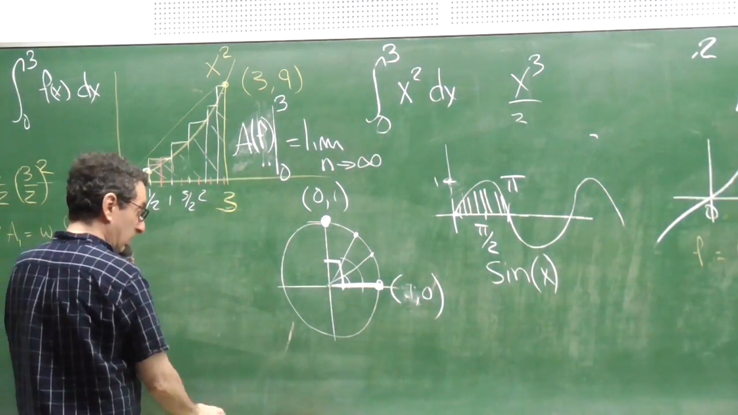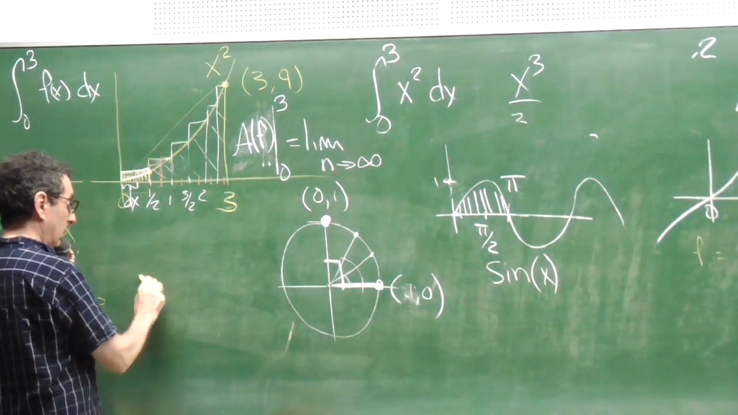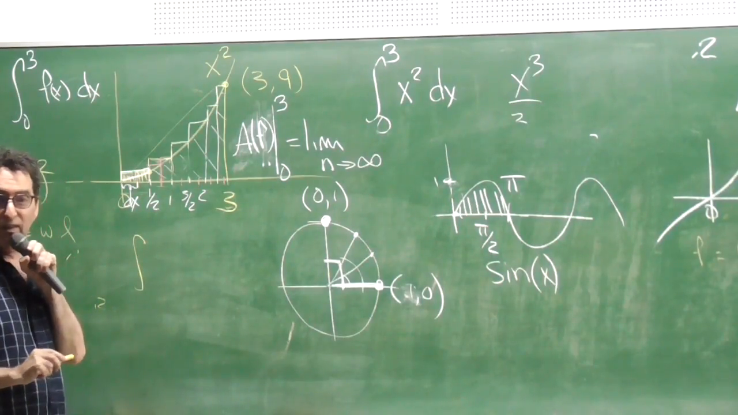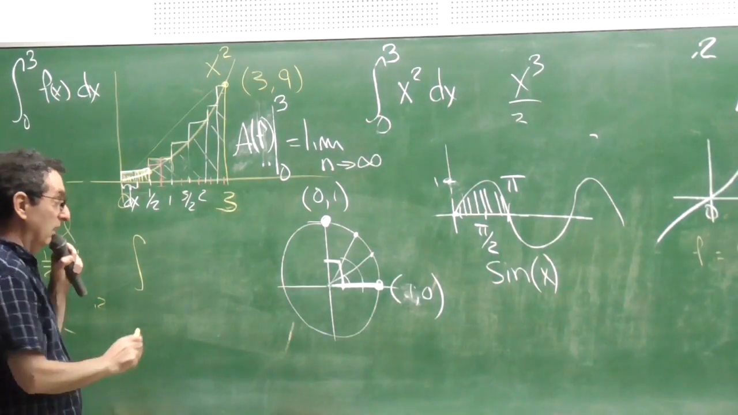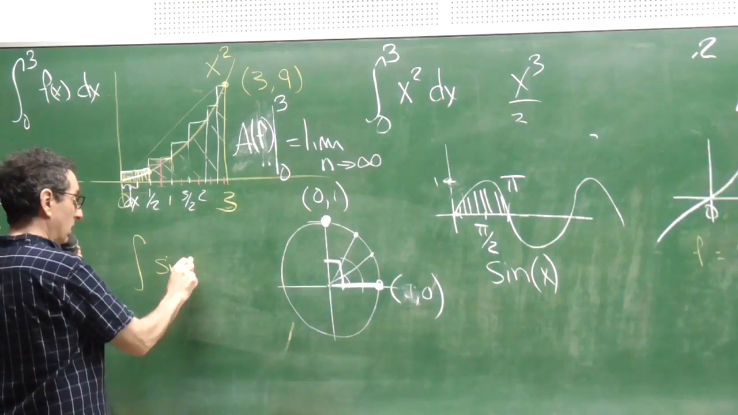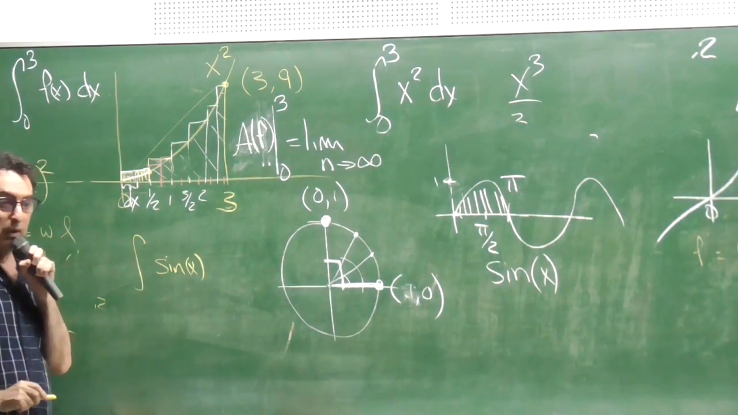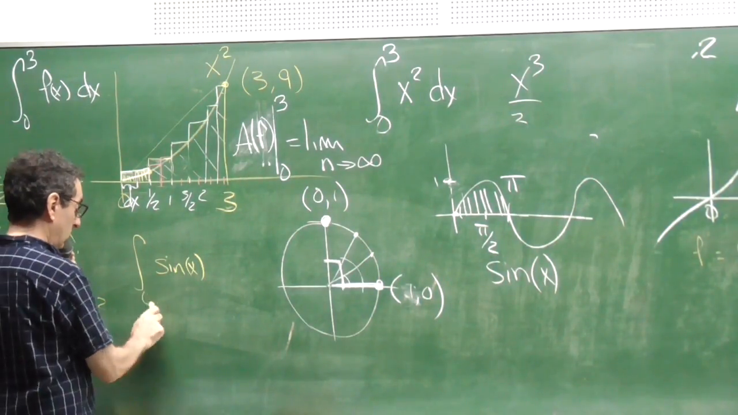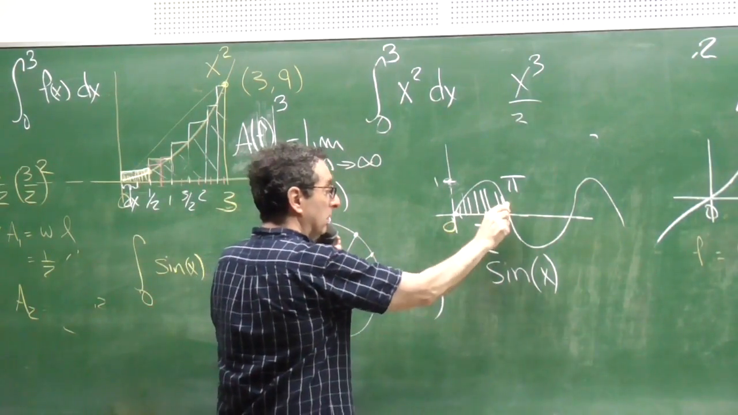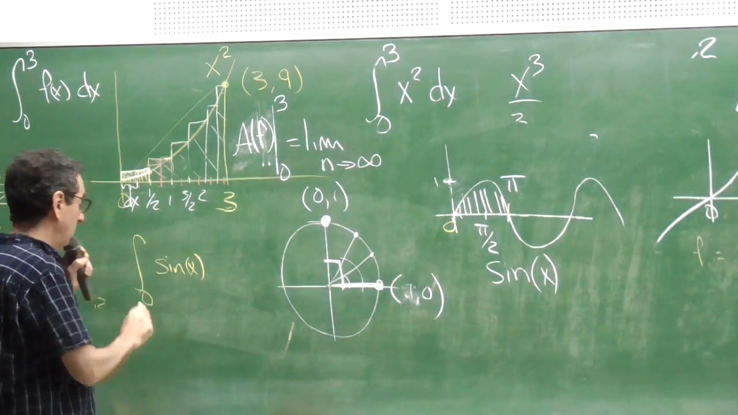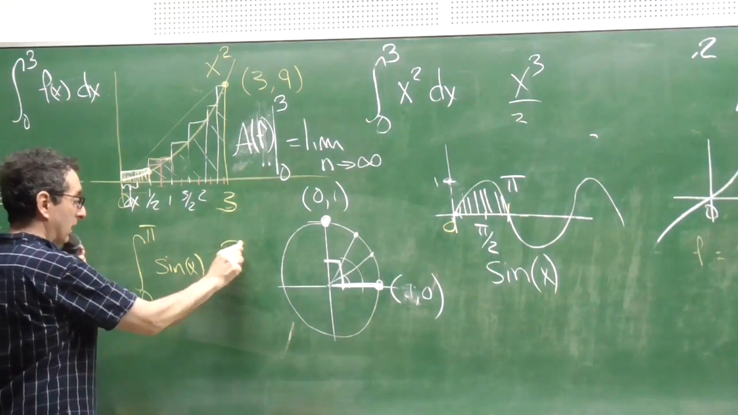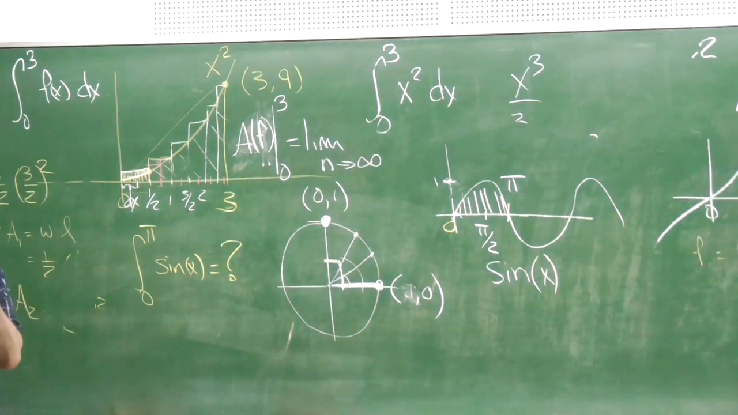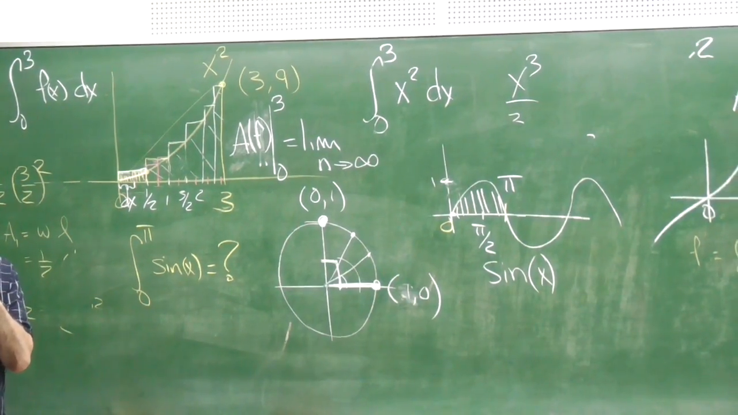How would I write that question? I'd say, how do I write the area question? The area of the sine function from where to where? From 0 to pi. Right? From 0 to pi, that's kind of interesting. What's the area between there and there?